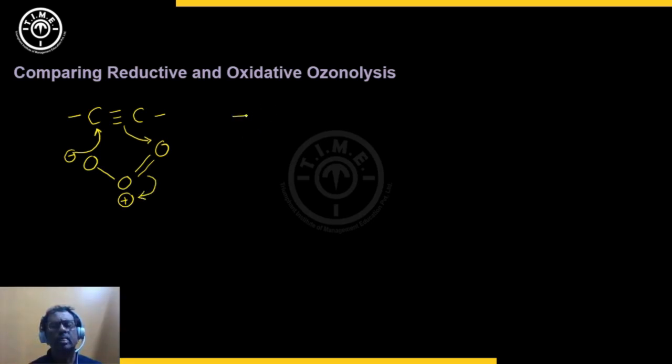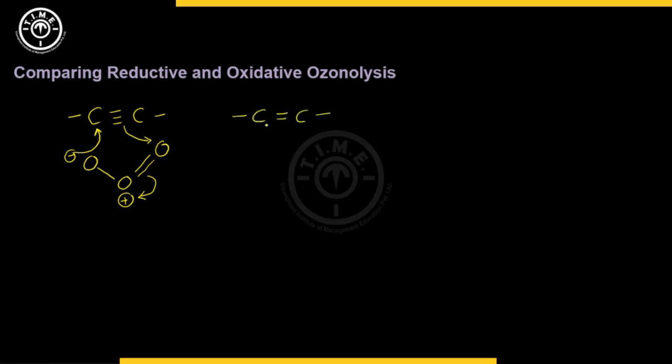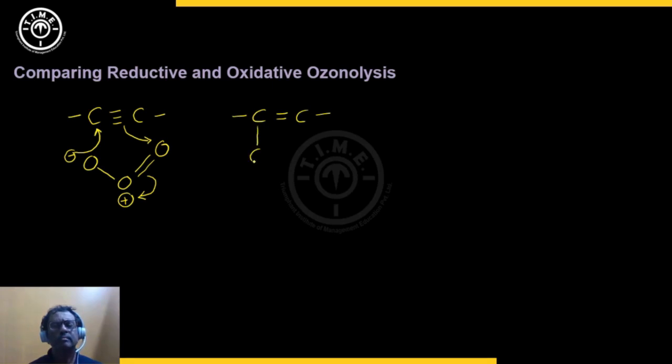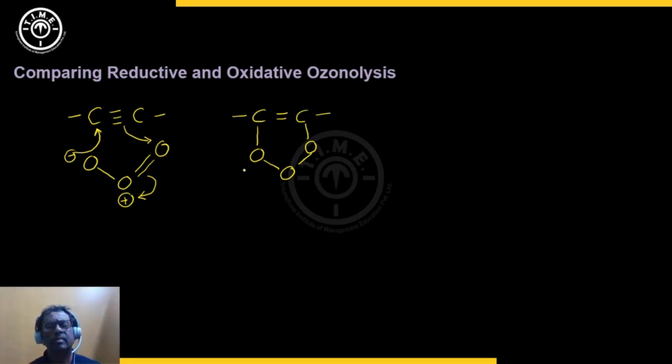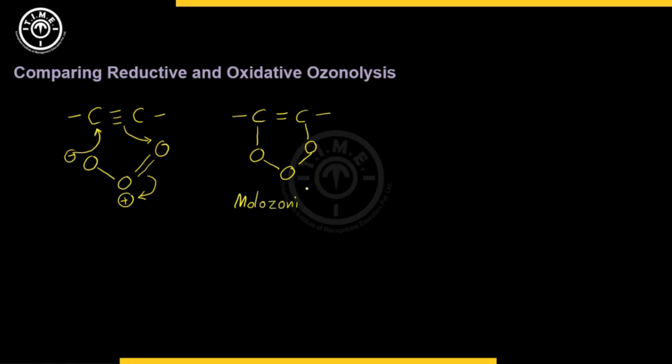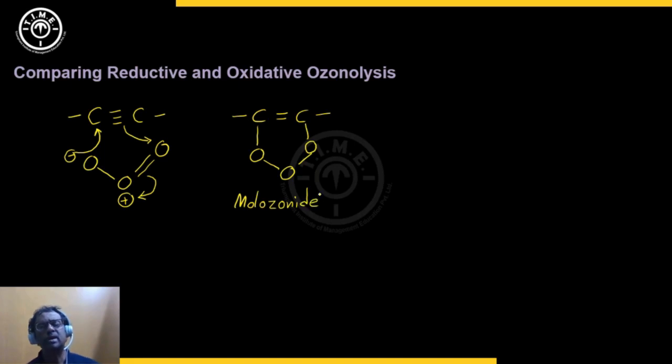So what do we get? C, now it has become a double bond. Then there is an oxygen here. Then there is a single bond oxygen, another single bond oxygen, and a single bond to carbon. Here, this is called the molozonide, which is not very stable. Molozonide is not stable. It has to stabilize and form a more stable ozonide. So this is the first thing that happens.